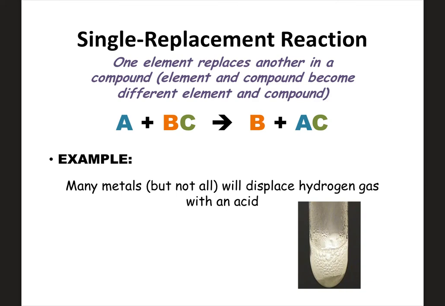So a good example of this would be anytime you take a metal and you react it with acid, typically the metal is able to kick out the hydrogen, forming hydrogen gas. Okay, you'll see a lot of bubbles taking place. But remember, not every metal would be able to do this. It has to be higher on the list than hydrogen in order for this to occur. So anytime you see single replacement, you need to remember to look at the list.